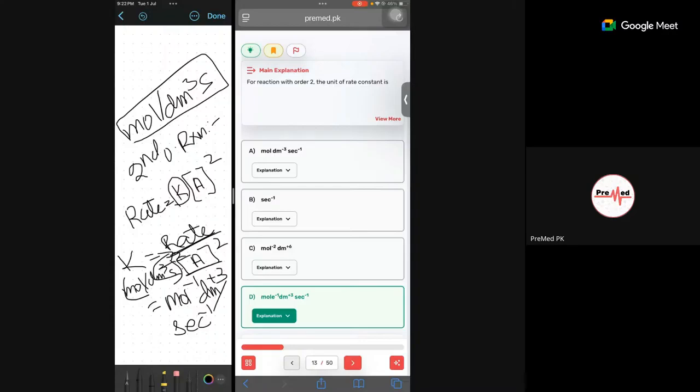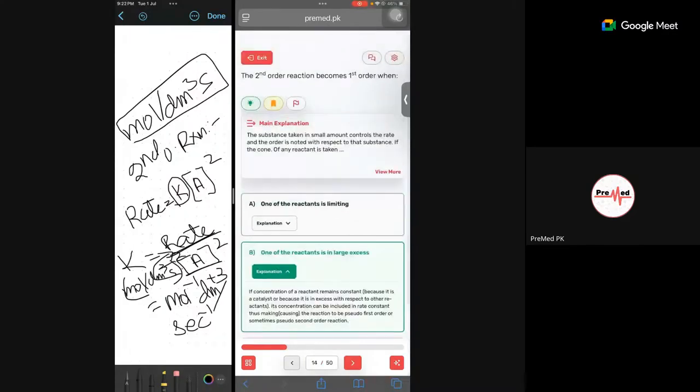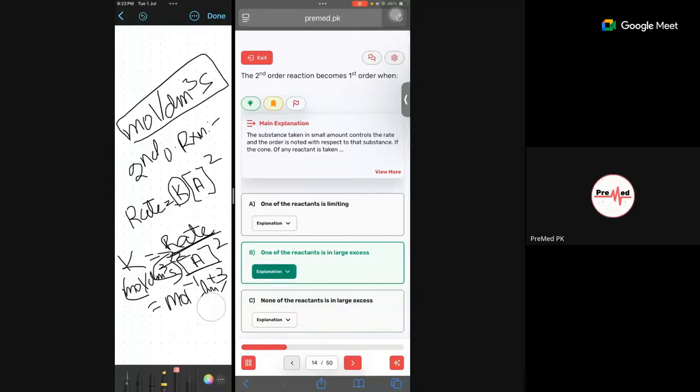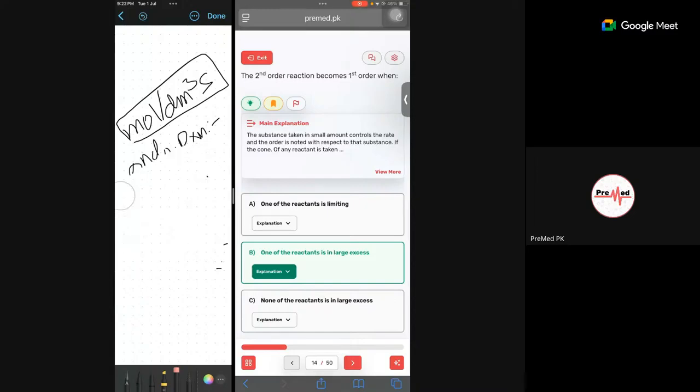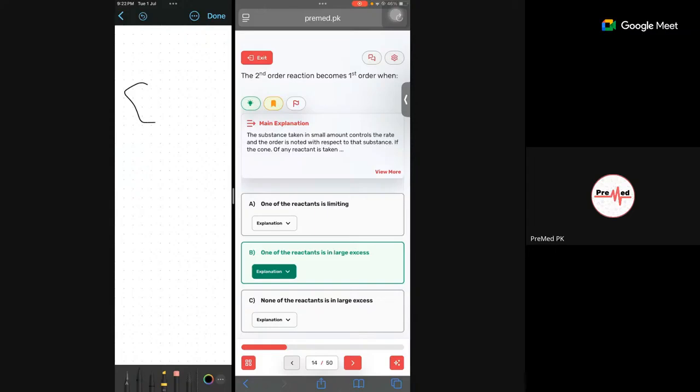Moving forward, we have our next MCQ, which is: the second order reaction becomes first order when? Well, this is a tricky one. The second order reaction, as I told you right now, what is a second order reaction? This is the particular way of writing a second order reaction. So, how does it become a first order reaction?